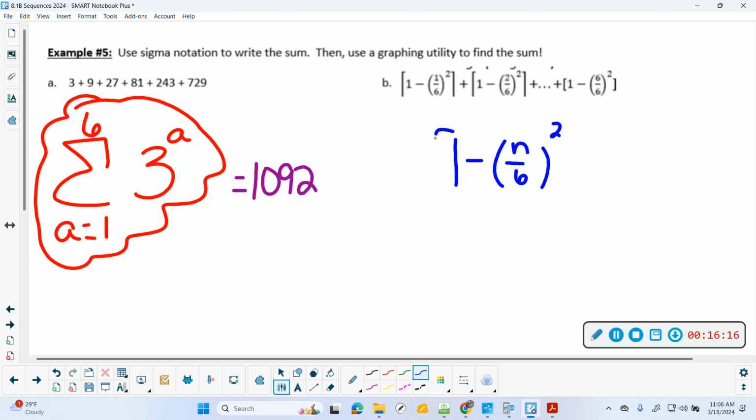Now, it's up to you. You can put the brackets around if you want because it looks like it, sure. Draw my sigma. Now, what is your first value for n? The first numerator is what? 1. The last numerator is 6.